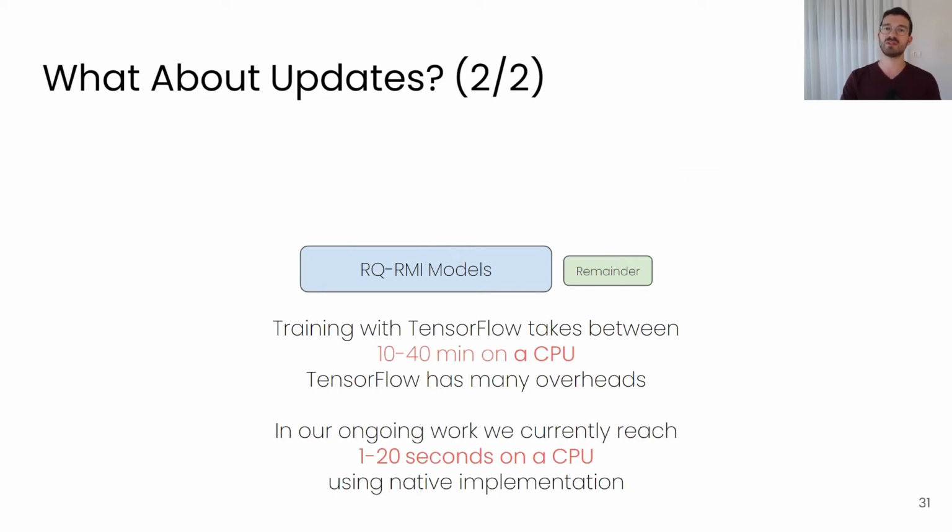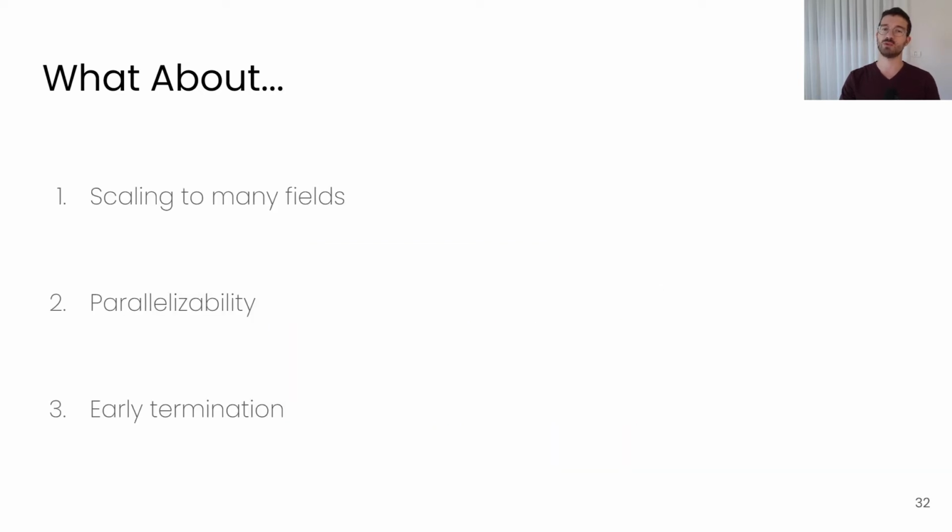Our experiments show that training with TensorFlow takes about 10 to 40 minutes on a CPU. However, in our ongoing work, we achieve training time of between 1 to 20 seconds on a CPU using native implementation. More information on NuevoMatch, such as its scalability to the number of classification fields, multi-core evaluation, and an early termination optimization are described in the paper.